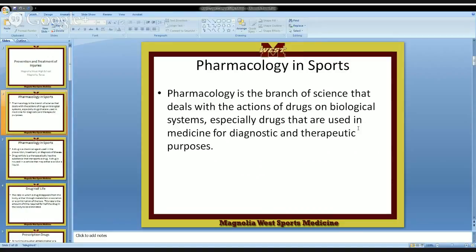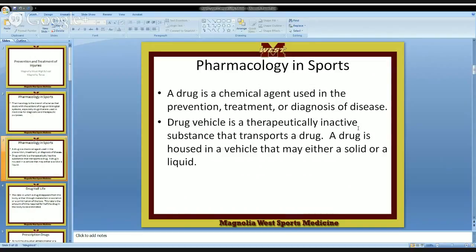Right? So, pharmacology is, plain and simply, the branch of science that deals with the actions of drugs on biological systems. All right, a drug is a chemical. All right, it's a chemical agent used in the prevention, treatment, or diagnosis of injury. Sounds like it's a big chemical athletic trainer, huh?